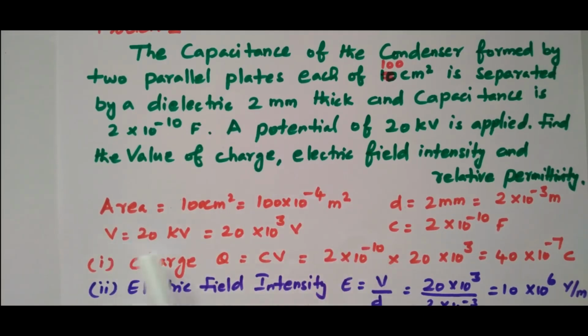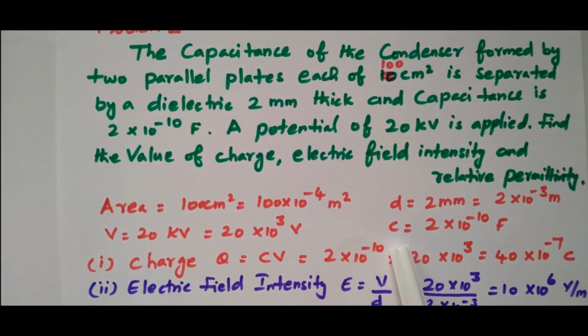The applied voltage is 20 kV. 20 kV means 20 into 10 to the power 3 volts. Kilovolt means we need to multiply by 10 to the power 3. The distance between the plates is 2 millimeter, that is equal to 2 into 10 to the power minus 3 meter. Millimeter to meter means we need to multiply by 10 to the power minus 3.